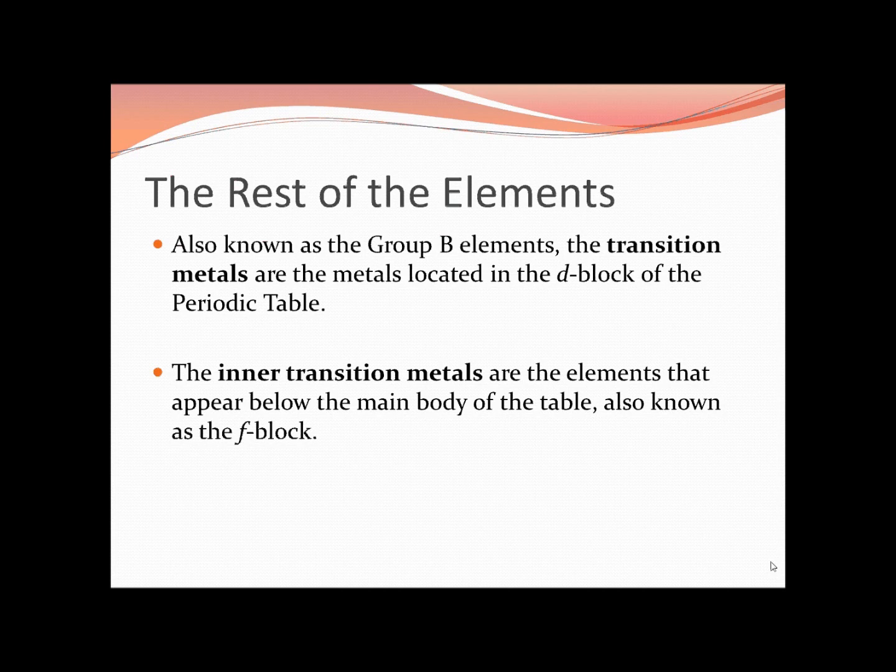The rest of the elements are known as group B elements. We can call them transition metals, and these are the metals located in the d block of the periodic table. And inner transition metals are the elements that appear below the main body, also known as the f block. So transition metals are the d block, and the f block are inner transition metals.